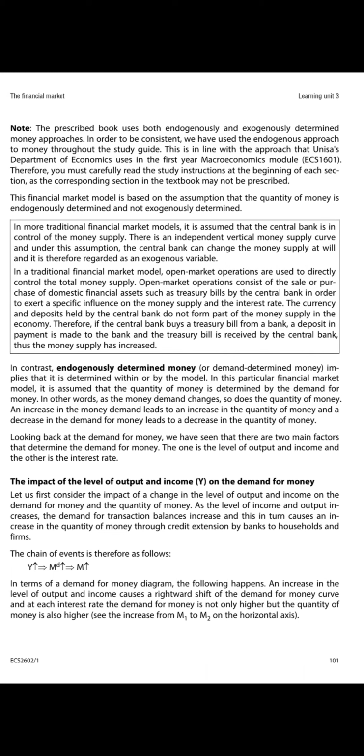All right, so this one we already did, the chain of events. When there is a change in the level of income, we said these are positively related. So at the end of the day, when your demand for money goes up, then your quantity of money goes up. This is what we're talking about when we say this M is determined by MD, which is the demand for money, right? That's the one that we are following there.